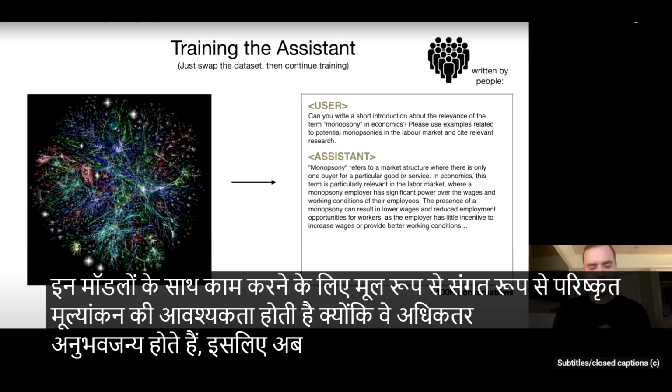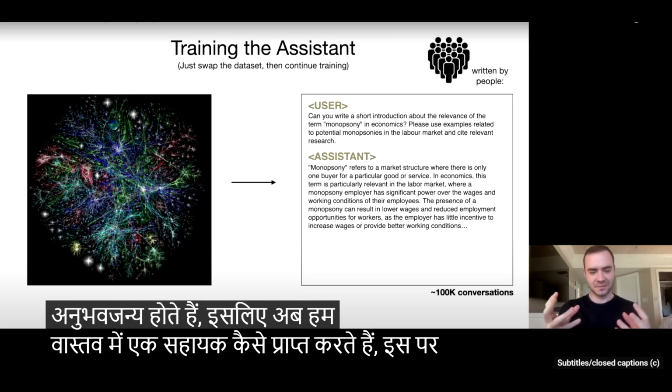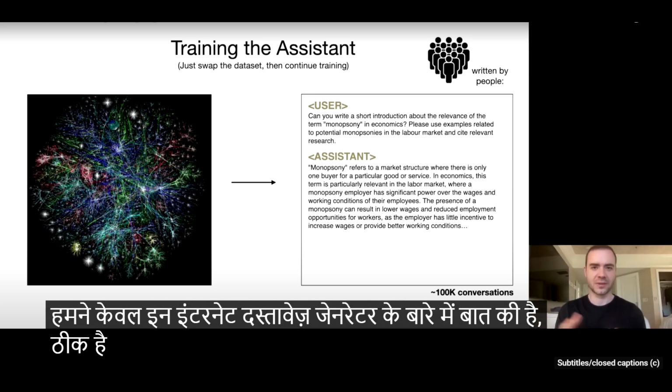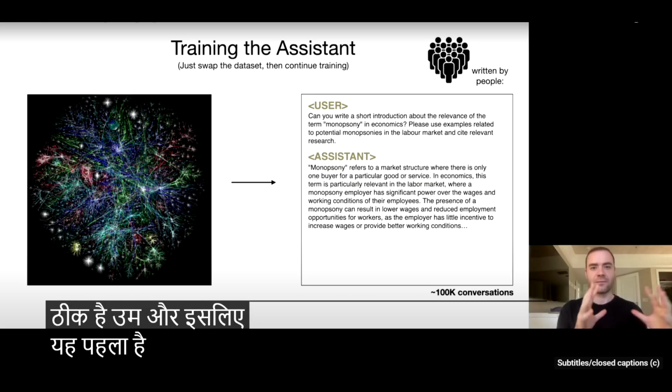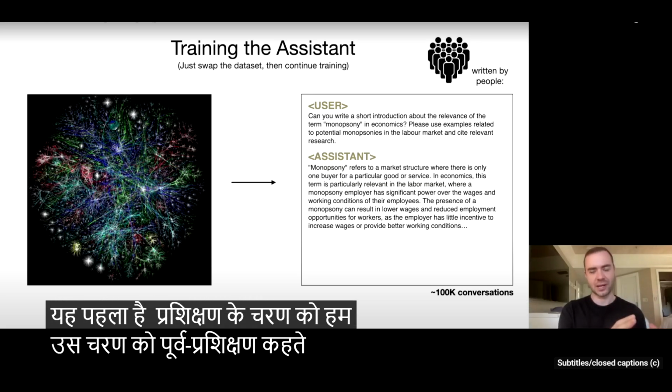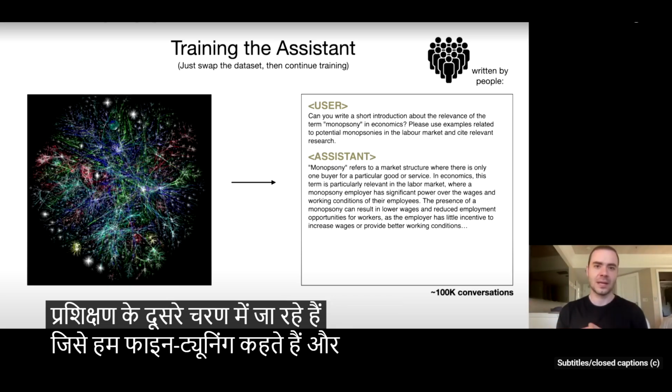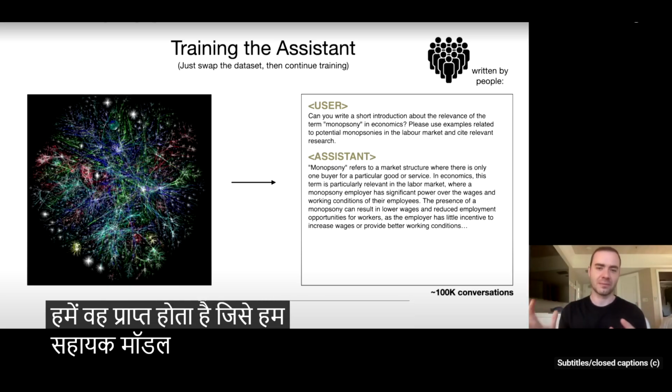So now let's go to how we actually obtain an assistant. So far, we've only talked about these internet document generators, right? And so that's the first stage of training. We call that stage pre-training. We're now moving to the second stage of training, which we call fine-tuning. And this is where we obtain what we call an assistant model.